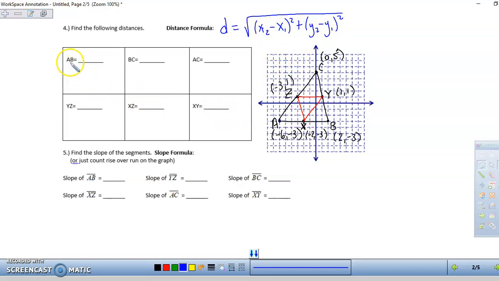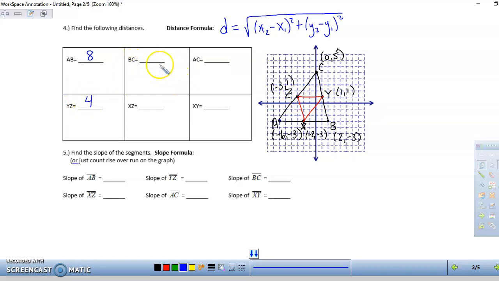So to figure out the length of segment AB, or the distance between A and B, when you have a horizontal line, as this is, you can just count. So if I'm going from a -6 across to a +2, it should be fairly straightforward that is going to be 8. You can do the same thing for Z to Y. So if I'm going from a -3 to a +1 along the horizontal here, that is going to be 4. These other ones are not as easy.